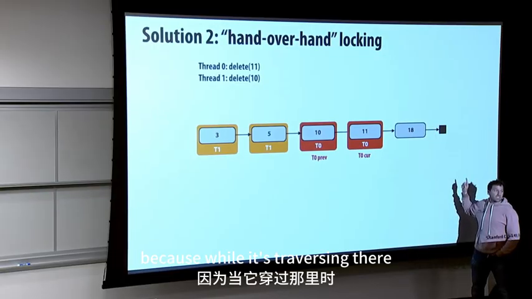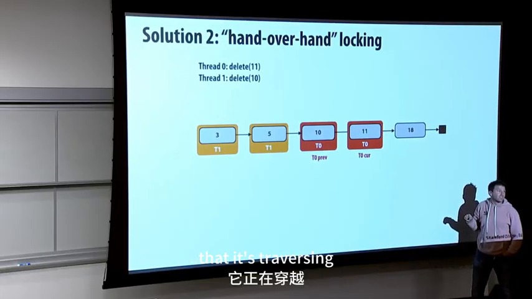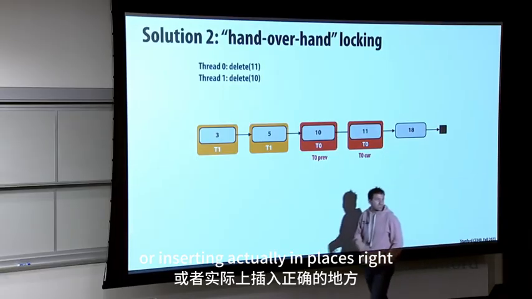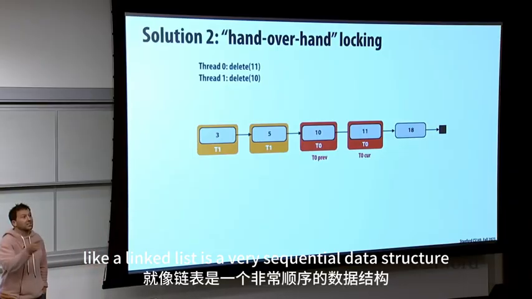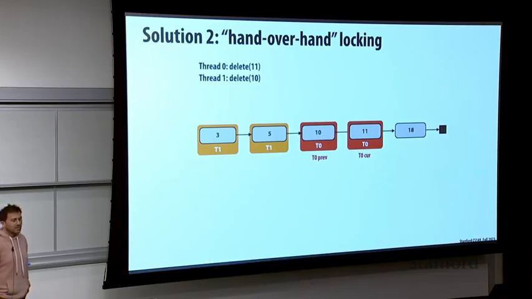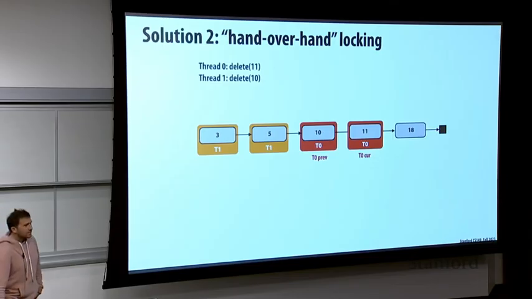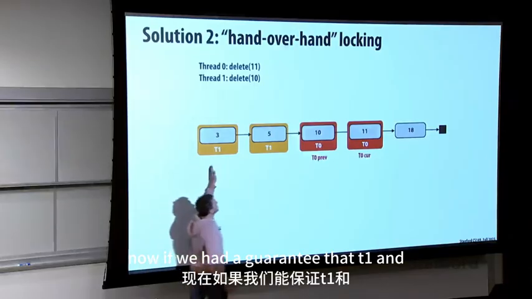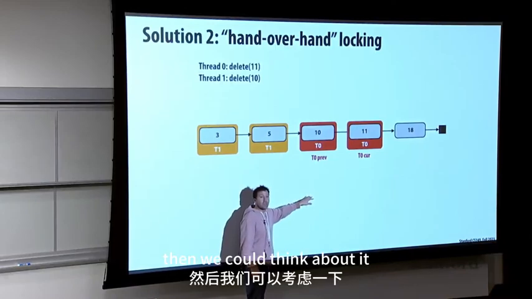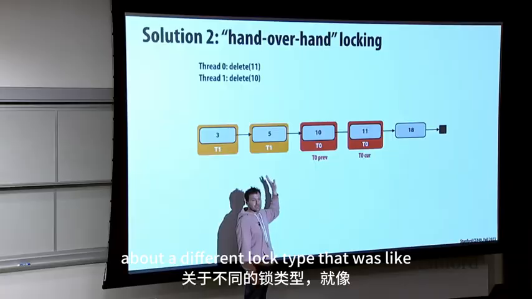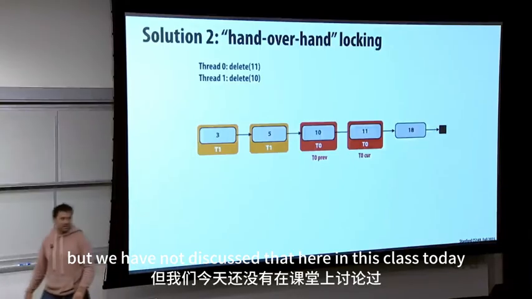Because while it's traversing, T1 or T0 better not be deleting those nodes that it's traversing, or inserting in places, right? Because we can lose the list with inserts and stuff. So yes, a linked list is a very sequential data structure in some ways, and unlike some other data structures, you don't have as much concurrency in it. Now, if we had a guarantee that T1 and T0 were not writing to this portion of the array, then we could think about a different lock type that allowed multiple readers or something like that. But we have not discussed that here in this class today.